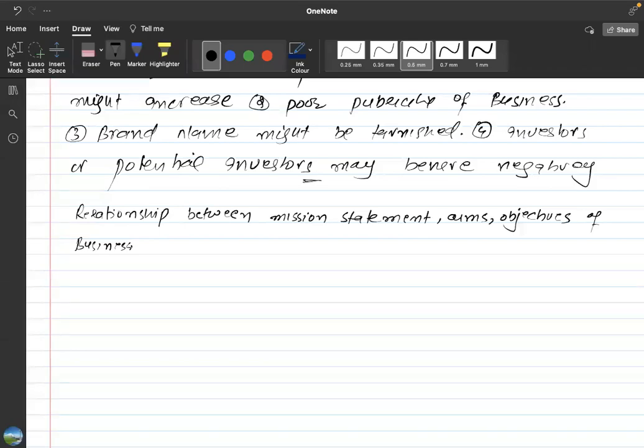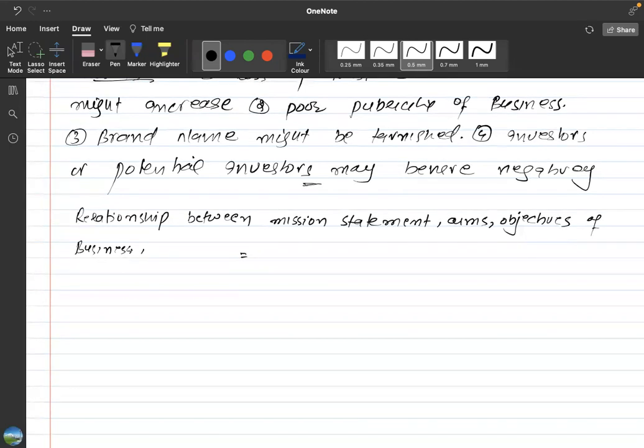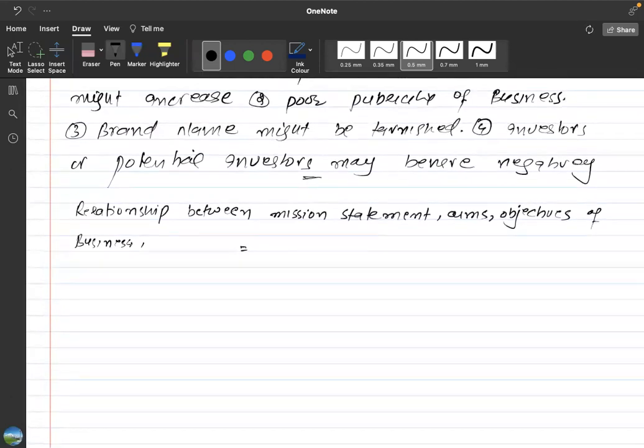Okay, today we are going to study a topic. The name of that topic is the relationship between the mission statement, aims, and objectives of a business. Before we go into the details of this topic, we need to understand what the aim, the mission statement, and the objectives are, which we have already talked about in a lesson. Today we'll link these things.